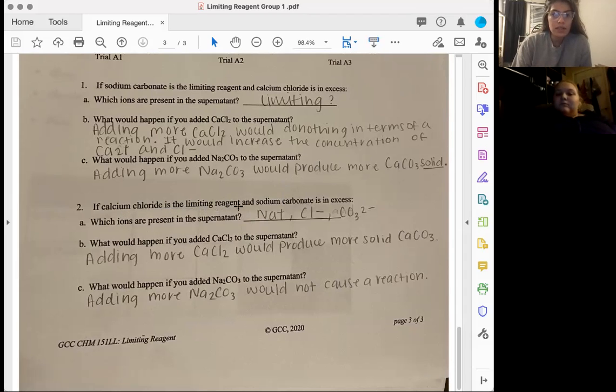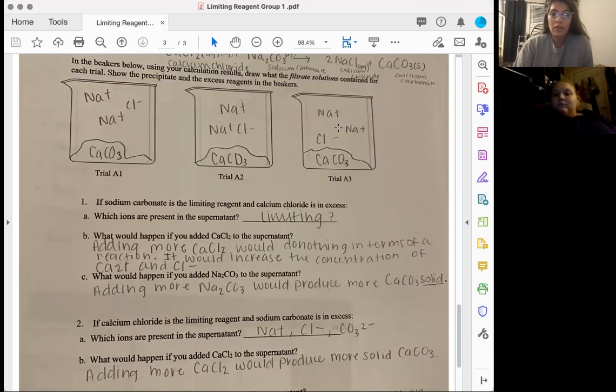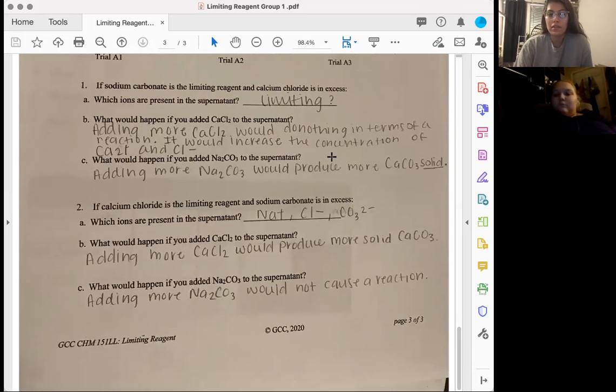And if calcium chloride is the limiting reagent and sodium carbonate is in excess, which ions are present in this, then it'd be all these three. If you were to add more, then it would produce more of the solid as well. So basically there'd be no reaction again. And if you were to add more of Na2CO3, then it would not cause a reaction. It'd be the same thing as above. It would produce more solid. So we'd have way more solid than liquid, if that makes sense.